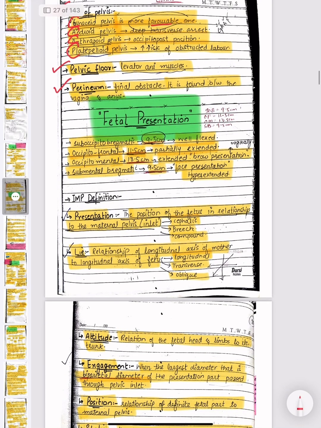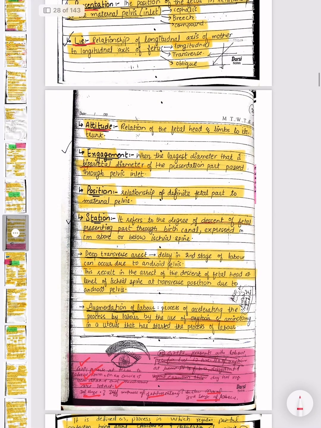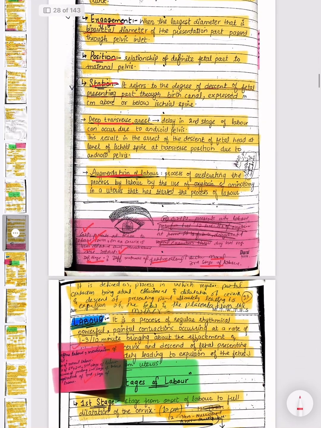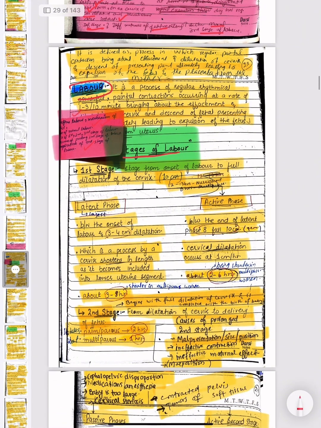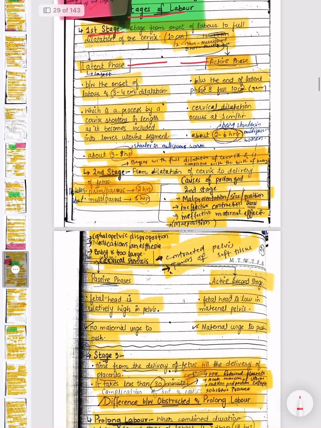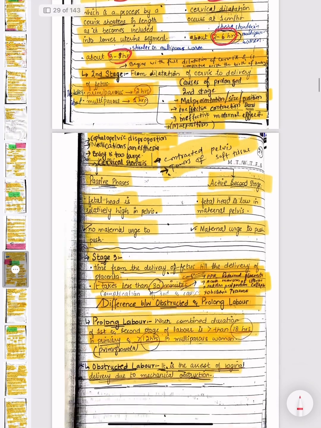Then we discussed the fetal presentations, which are sub-occipito-bregmatic presentation, occipito-frontal presentation, occipito-mental presentation, and submento-bregmatic presentation. Then we discussed the important definitions, which are presentation, lie, attitude, engagement, position, station, deep transverse arrest, and augmentation of labor. Then we discussed the definition of labor and the different stages of labor, which start with the first stage. The first stage contains the latent phase and active phase, and the latent phase is up to 4 centimeter dilatation and 3 to 8 hours, and the active phase is 4 to 10 centimeter full dilatation, and it is 2 to 6 hours.